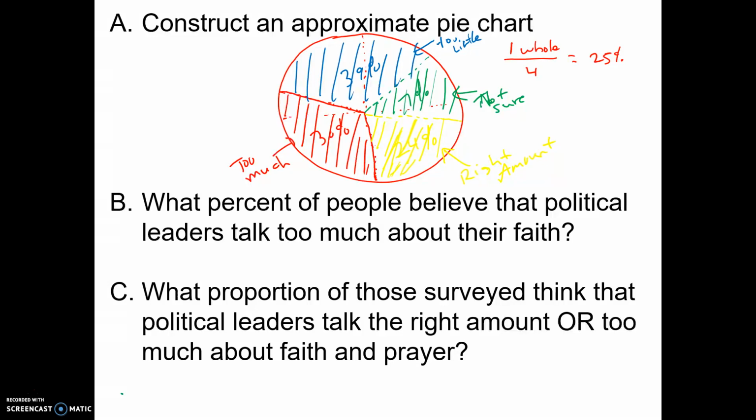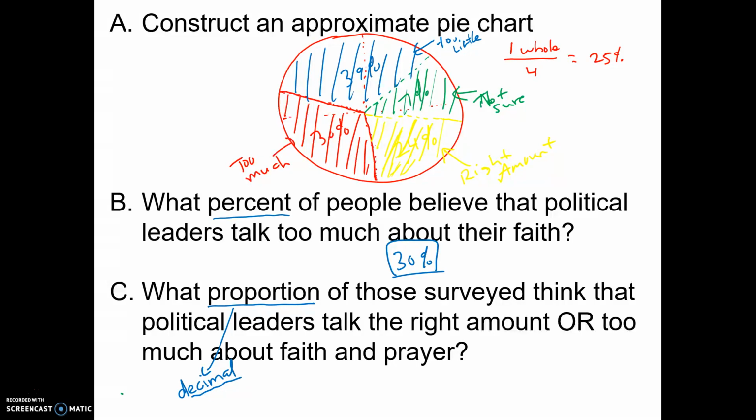All right. Now, what percent? Notice here the keyword is percent. What percent of people believe that political leaders talk too much? So what percent? Right there, 30%. 30% believe political leaders talk too much about their faith. Now, when you see the word proportion, this refers to a decimal. So when you want a proportion, you would convert a percent to a decimal.